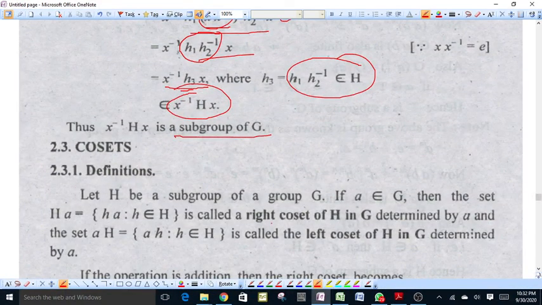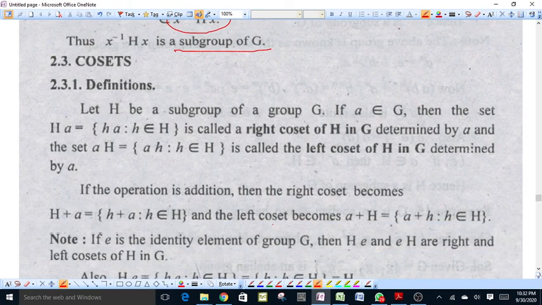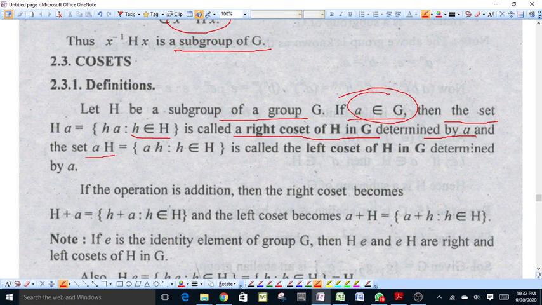Now next we will discuss what are cosets. Cosets: let H be a subgroup of group G, and A be an element of G, then the set HA, which contains all the elements of type ha where h belongs to capital H and A is an element of G, is called right coset of H in G, determined by A, and the set aH is equal to the set of ah where h belongs to capital H is called left coset of H in G, determined by A. If the operation is addition, then the right coset becomes H plus A and left coset becomes A plus capital H.